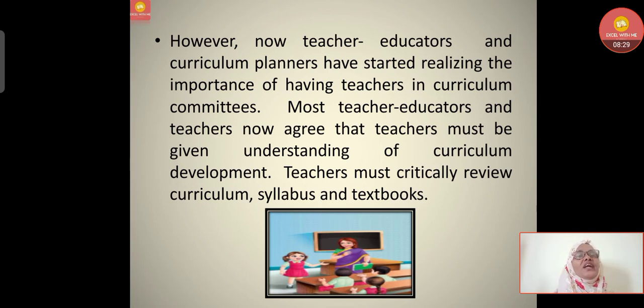However, now teacher educators and curriculum planners have started realizing the importance of having teachers in curriculum committees. Now the teacher educators who are teaching the trainees to become teachers in future understood the value, how important teachers are in the curriculum committees. So now most teacher educators and teachers agree that teachers must be given an understanding of curriculum development. Teachers must critically review curriculum, syllabus and textbooks. Now they understood the value, how important these teachers are for curriculum development.